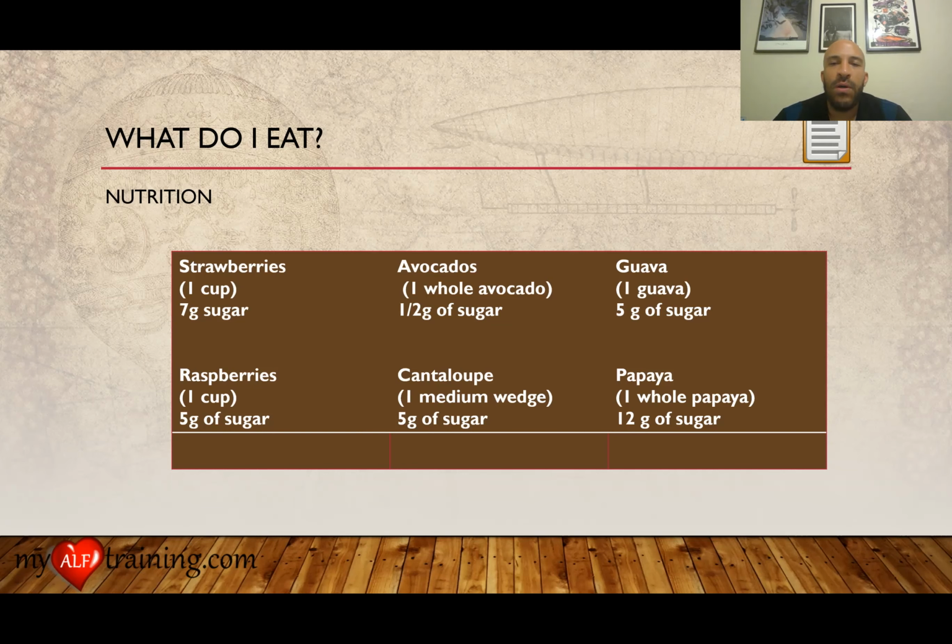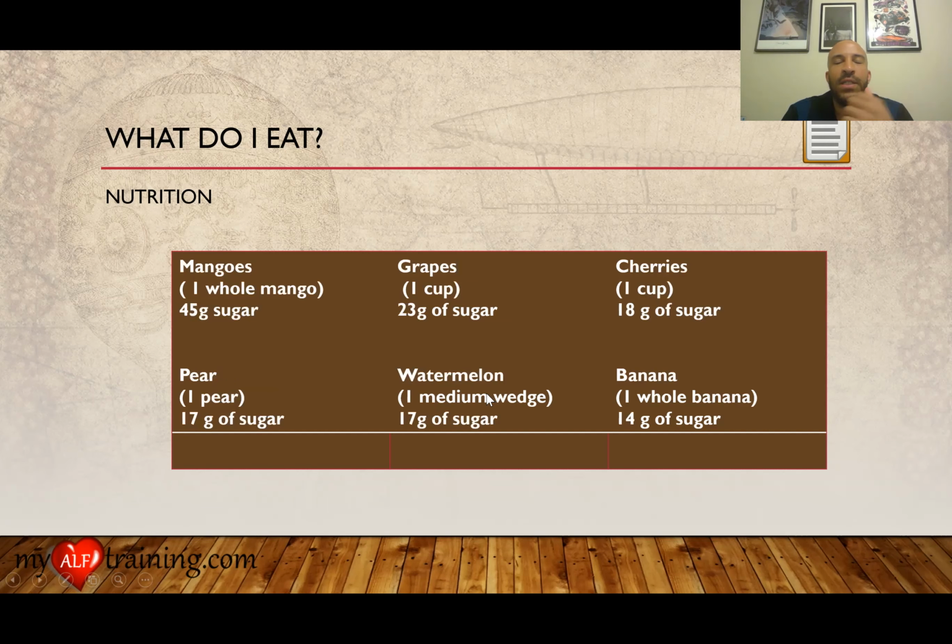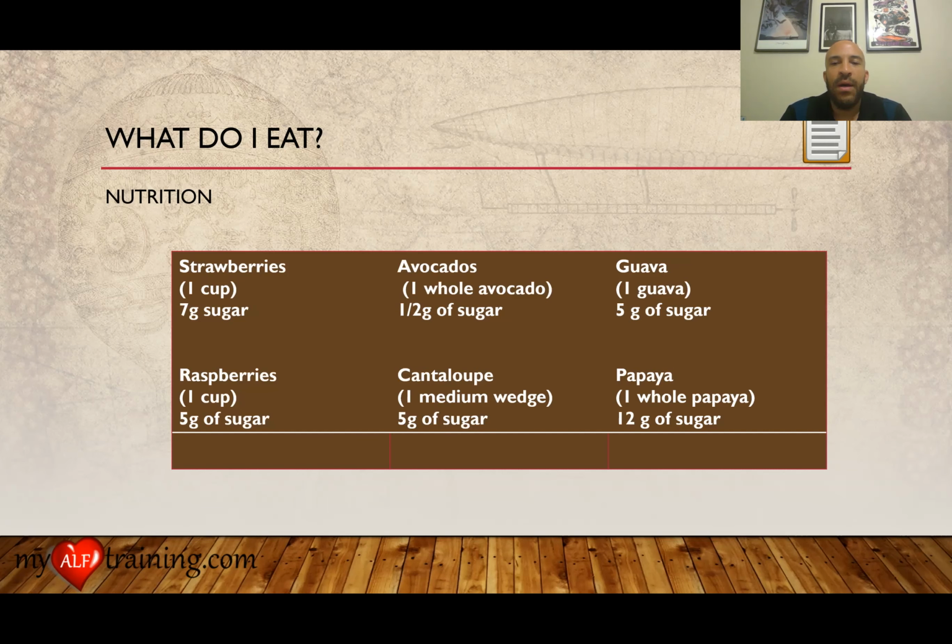Avocados, they can have 1 whole avocado. Yes, the avocado has more fat, but with these patients, we are managing their sugar. So the less sugar, the better. A guava, they can have an entire guava, which is only 5 grams of sugar, as opposed to 1 wedge of a watermelon, which is 17 grams of sugar. Papaya, cantaloupe, raspberries, they can have 3 cups of raspberries, which is 15 grams of sugar.